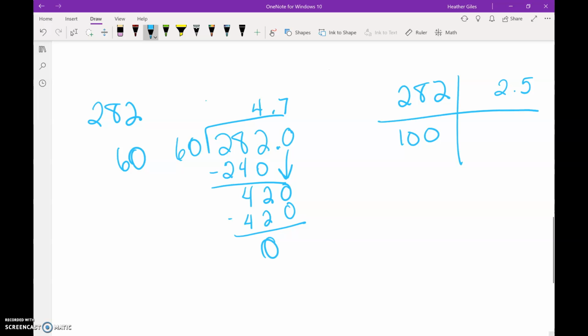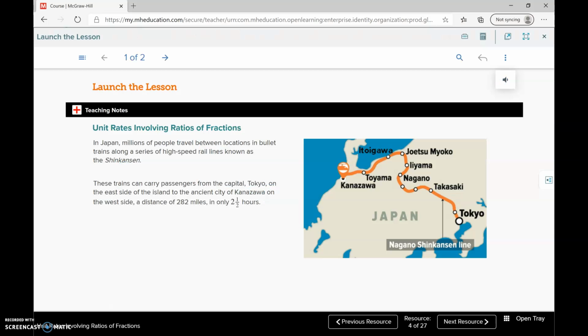I need to have 2 to get to 280. And then I have half an hour, which would be another 50. That's only 250. So I know that that train is going over 100 miles an hour. That's really fast. But that's all unit rate. It's all the same.